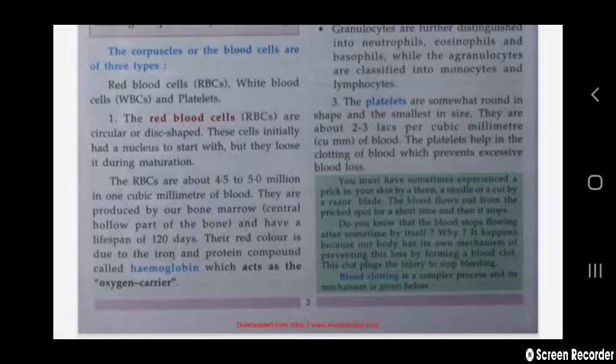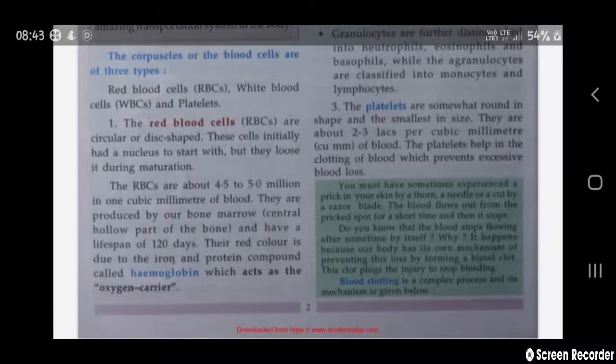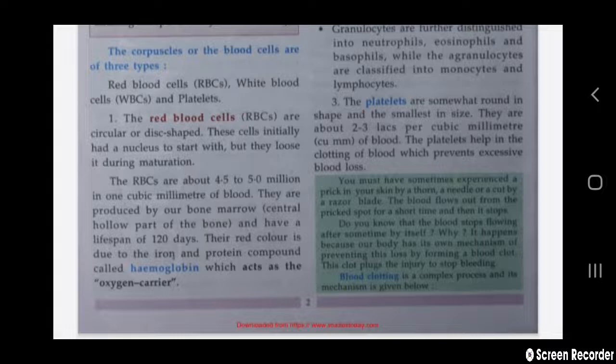They are produced by our bone marrow, the central hollow part of the bone. Red blood cells have a lifetime of 120 days, and their red color is due to the iron and protein compound called hemoglobin. The hemoglobin acts as the oxygen carrier, carrying oxygen to all the parts of our body through the blood.